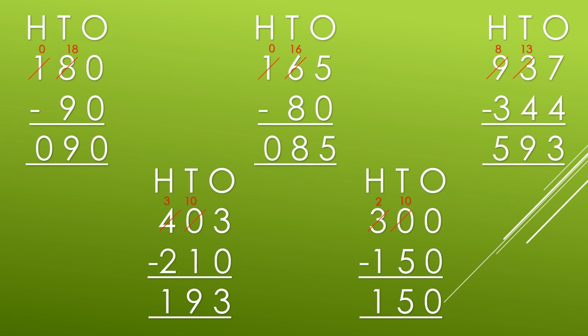Next example is 937 minus 344. 7 minus 4 is equal to 3. Children, here we cannot subtract 4 from 3, so we will borrow. 9 becomes 8 and 3 becomes 13. 13 minus 4 is equal to 9. And 8 minus 3 is equal to 5. So 937 minus 344 is equal to 593.